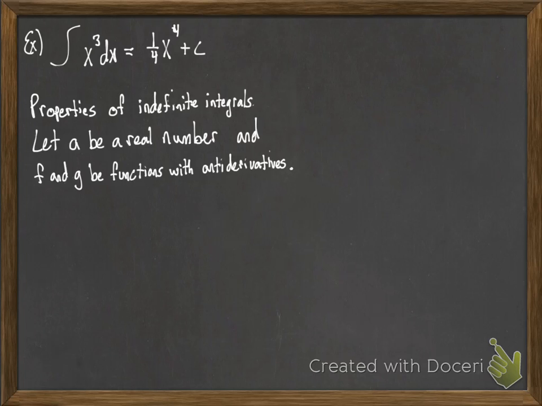So we let a be a real number. We take any two functions, f and g, that have antiderivatives over some common interval. Then the integral of a constant times a function: all we have to do is factor that constant out. The integral of a f of x dx is just a times the integral of f of x dx. Much like you can take a constant out of a derivative, because antiderivatives just reverse that process, we can also factor a constant out here.